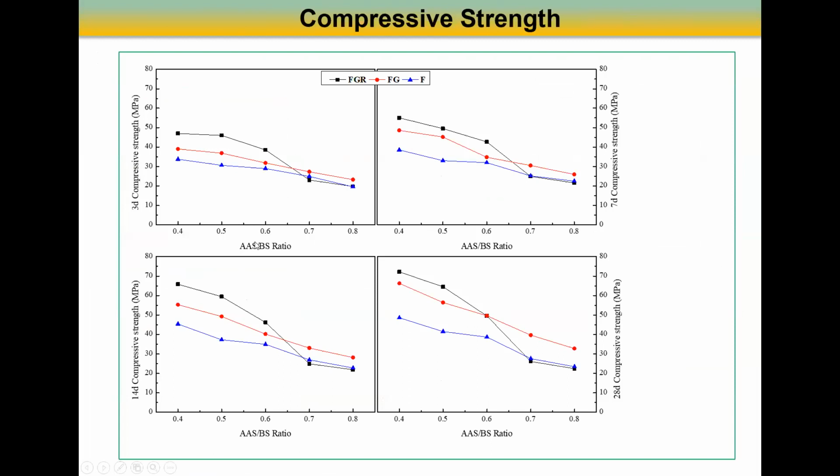These are the strength curves at different curing periods: the compressive strength on the 3rd day, the 7th day, the 14th day, and the 28th day. As you can see, there is a significant improvement in the compressive strength from the 3rd day to the 28th day. But of course, there was a continuous decrement in the strength with increase in AAS to binder ratio. But a minimum strength of 20 megapascals was ensured even at a very high AAS to binder ratio of 0.8.